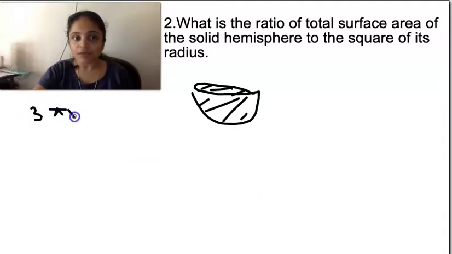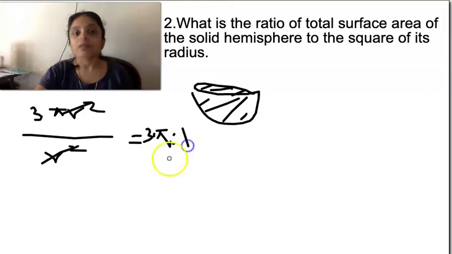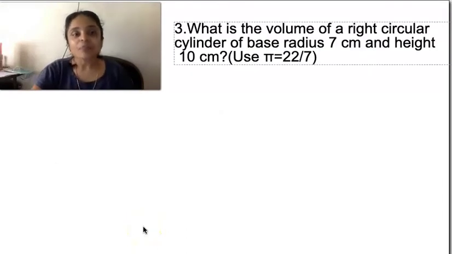We have to find the ratio of total surface area to the square of the radius, that is r square. 3 pi r square by r square. Now this will get cancelled. We'll get this as 3 pi is to 1. So what is the ratio of total surface area of solid hemisphere to square of radius? It is 3 pi is to 1. Understood?